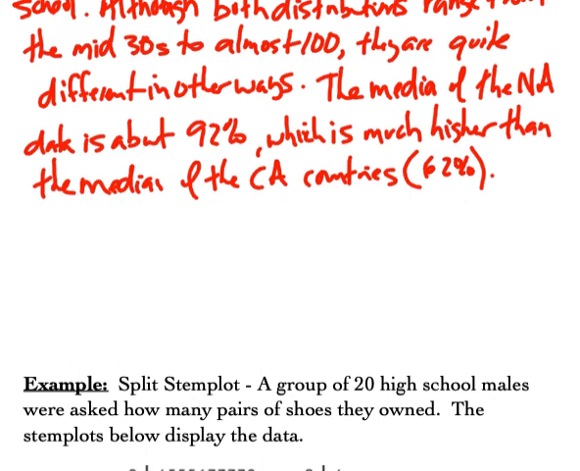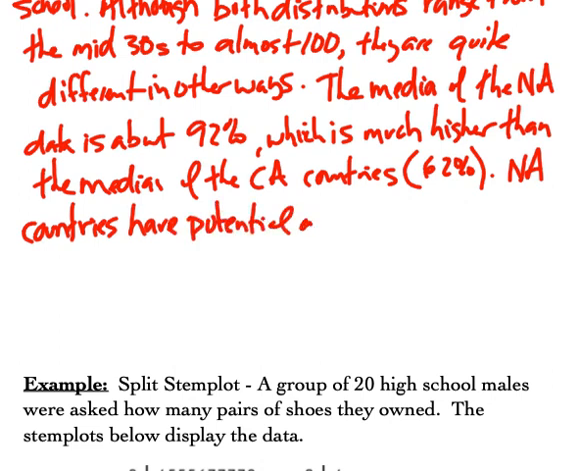So we probably say something like, the Northern African countries have potential outliers of 34% and 49%.